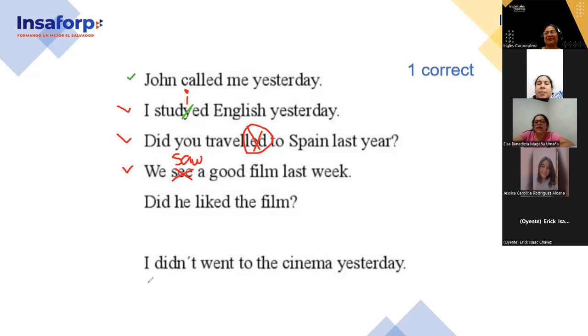Did he like the film? Okay. Did he like the film? Yes. And the last one. I didn't go to the cinema yesterday. I go. I didn't go to the cinema yesterday. Okay, now it is correct.